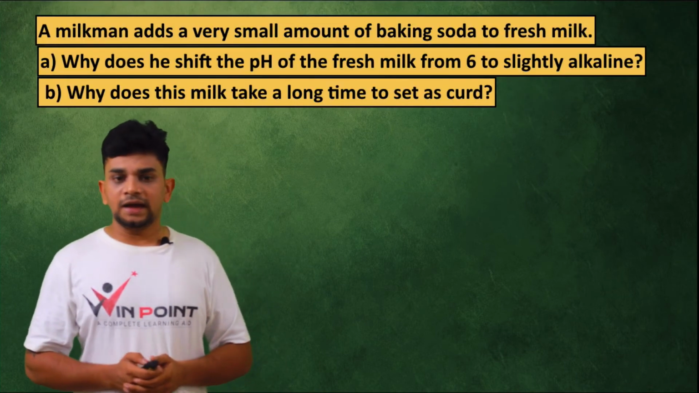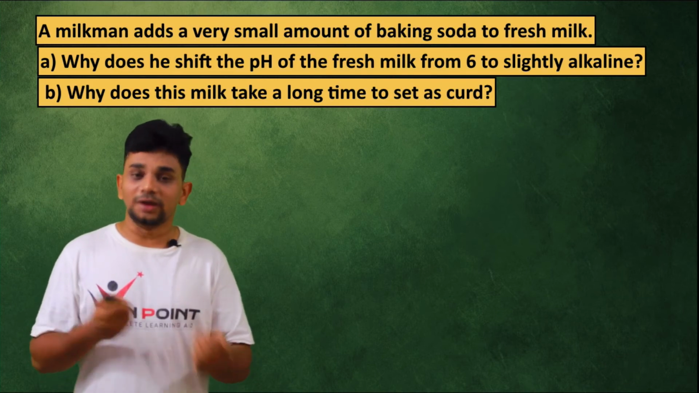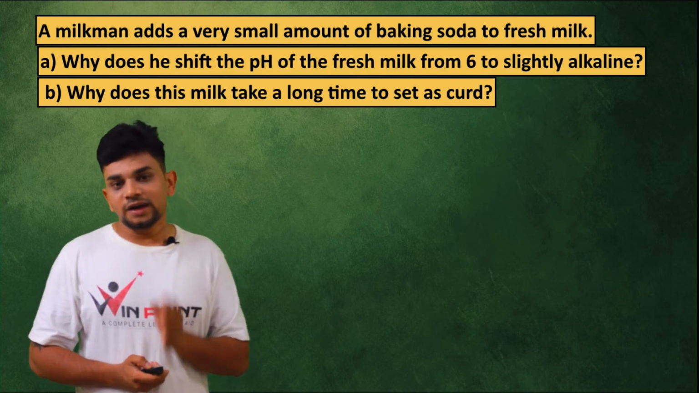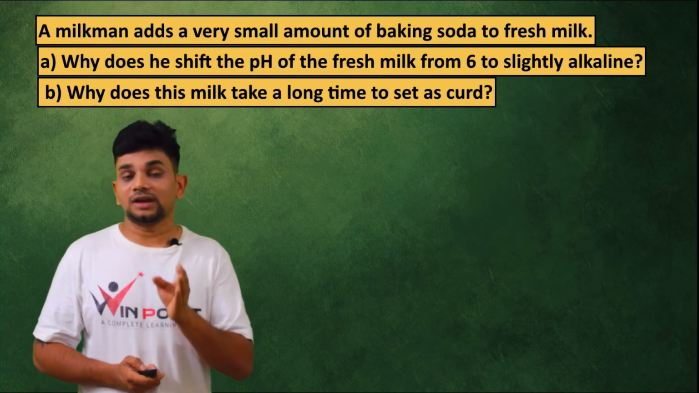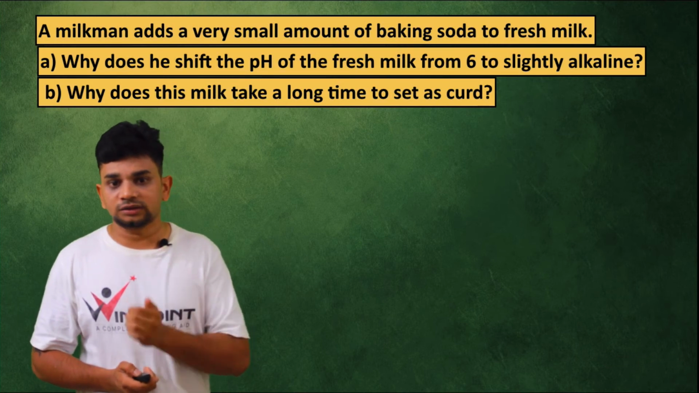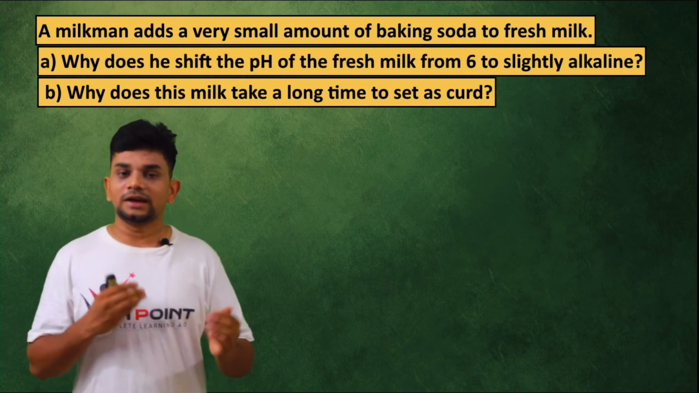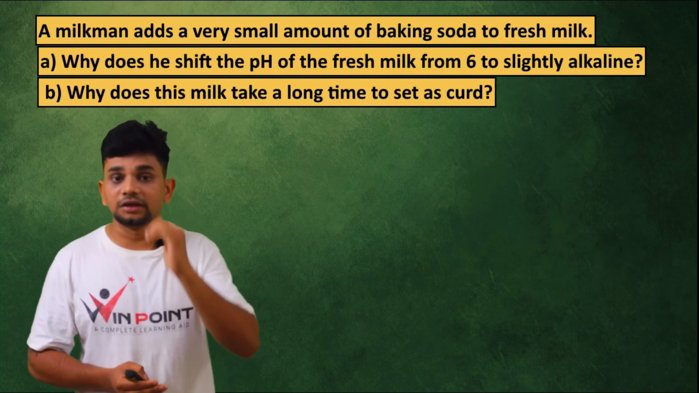A milkman adds a very small amount of baking soda to fresh milk. Why does he shift the pH of the fresh milk from 6 to slightly alkaline? Question B. Why does this milk take a long time to set as curd? They add baking soda to the milk. It will increase the pH.